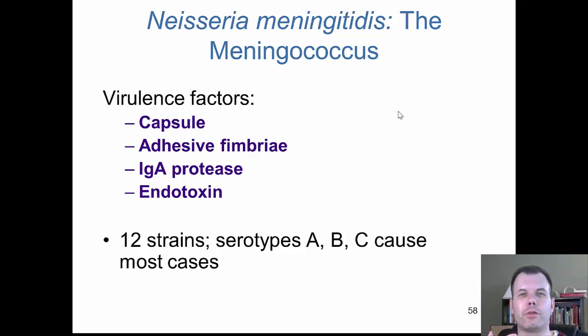And again, there are about 12 different strains of the Neisseria meningitidis. And again, we describe them by the serotypes A, B, C, D, and so on. And the ABC are the ones that cause the most cases. And again, who's at risk for this disease? It's going to be you guys, the college age students that live in dorms. And so that's where you see this disease most propagated.